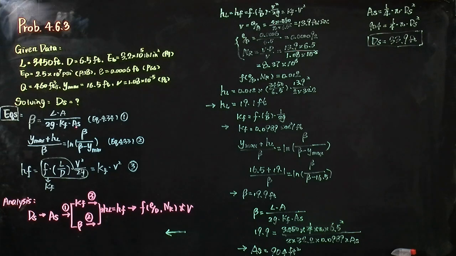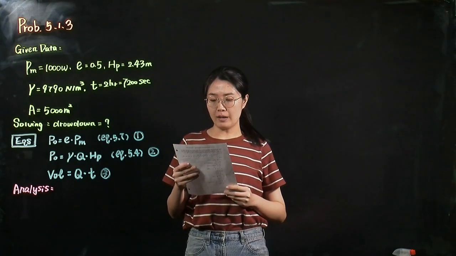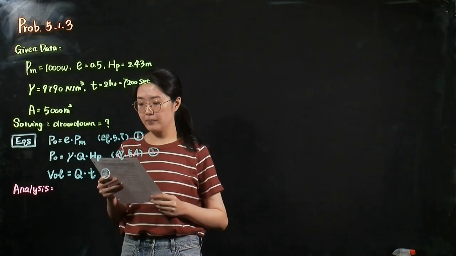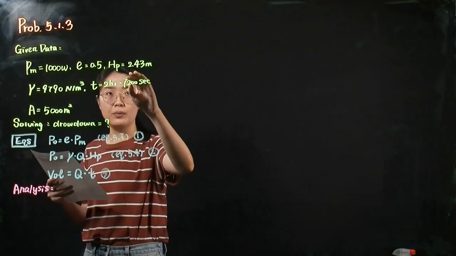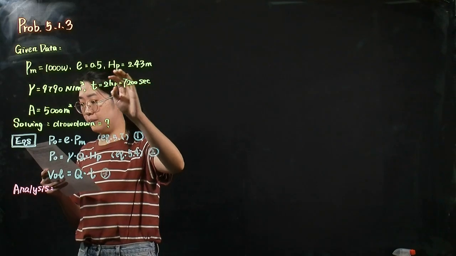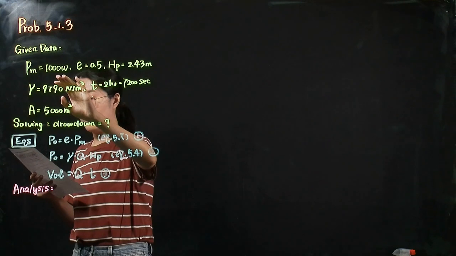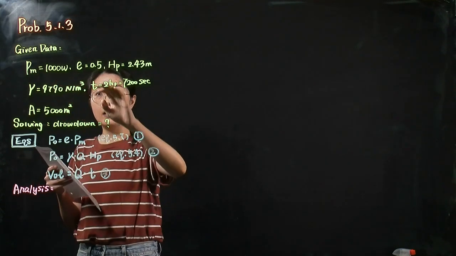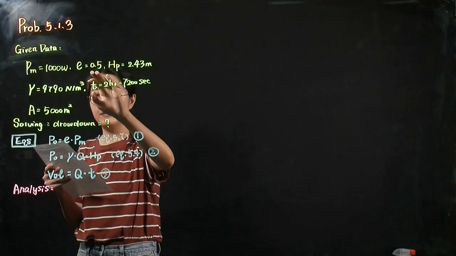Now let's take a look at problem 5. A pump is needed to quickly drain the small lake behind the dam. We already know the total energy head of the pump equals 2.43 meters, and the power requirement for the motor is 1000 watts, and the pump-motor combination has a low efficiency, which is 0.5.